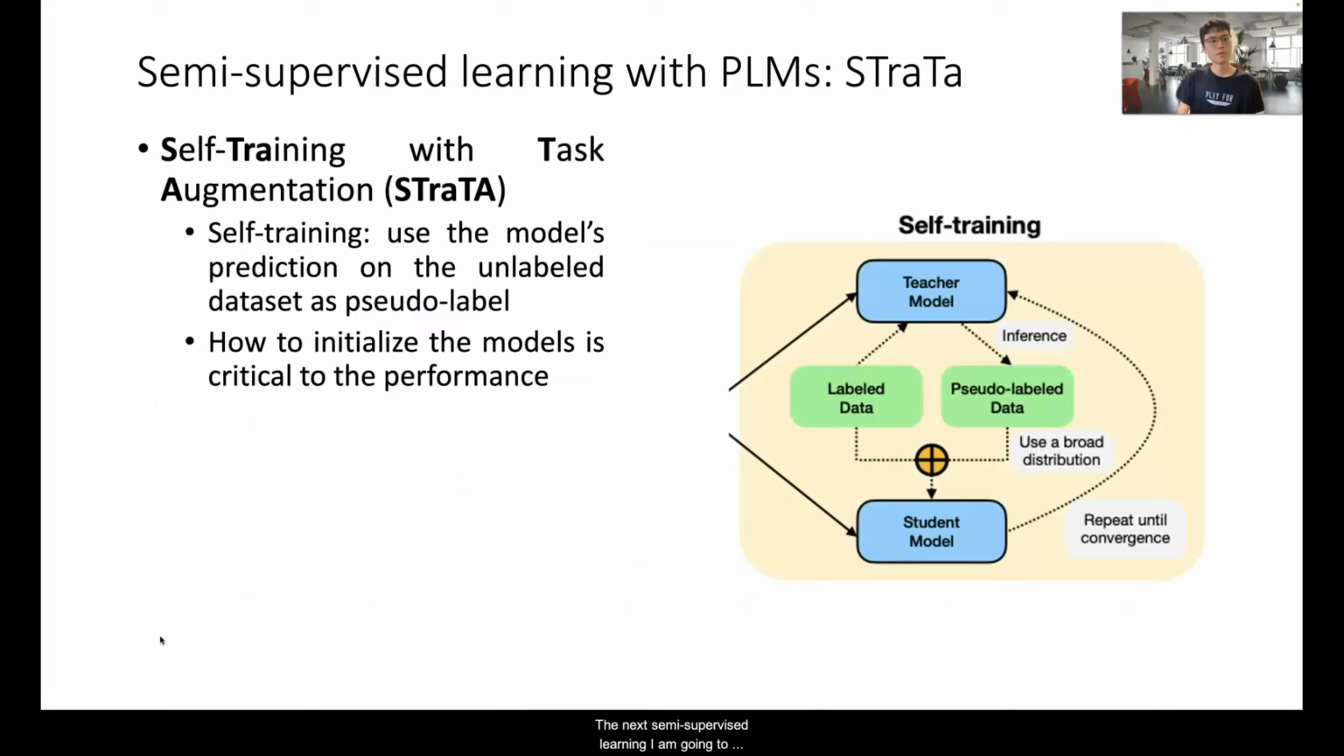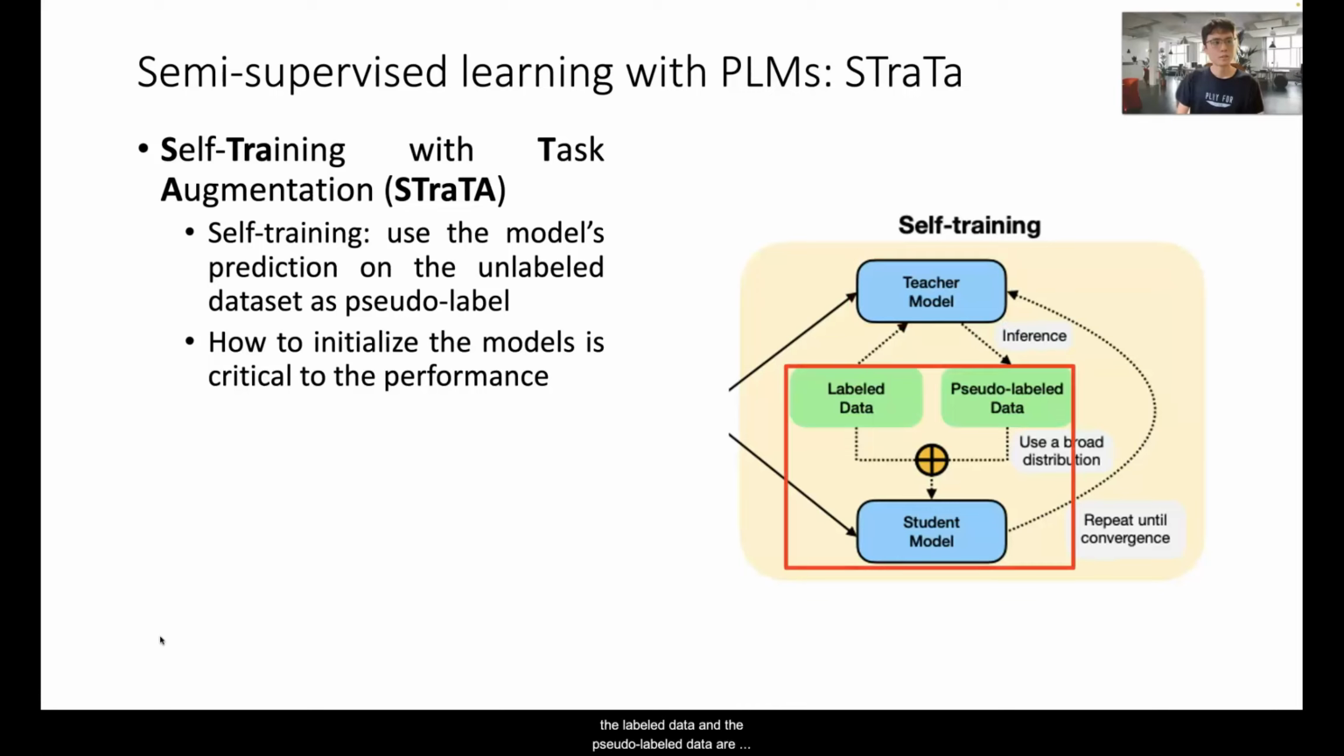The next semi-supervised learning method I'm going to introduce is called self-training with task augmentation, abbreviated as STRATA. Similar to pattern exploit training, this method also trains the model on the labeled data to label the unlabeled dataset and obtain the pseudo-label. The model used for labeling the unlabeled dataset is called the teacher model.